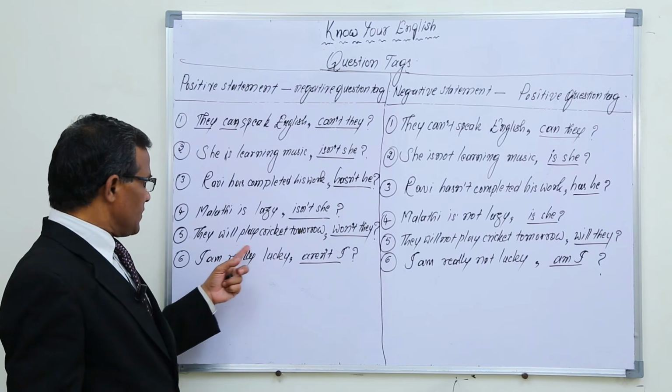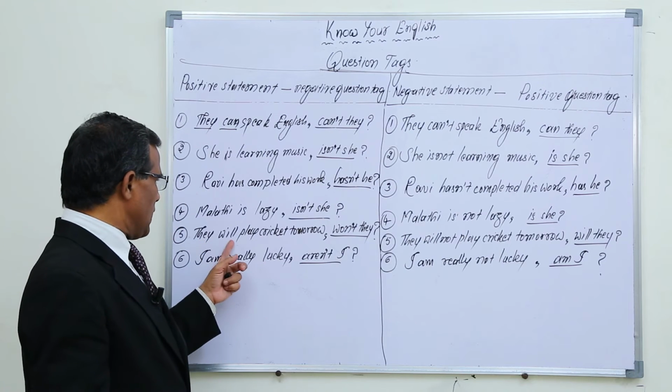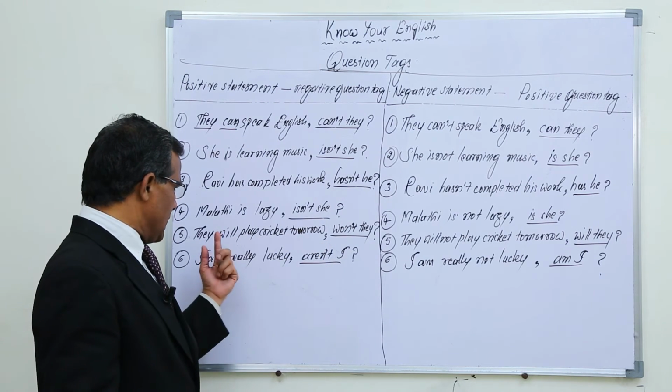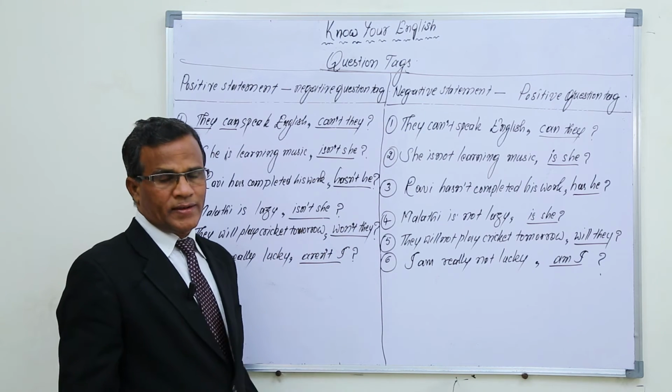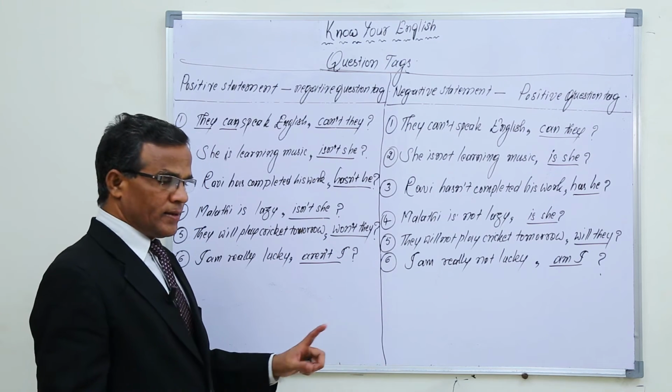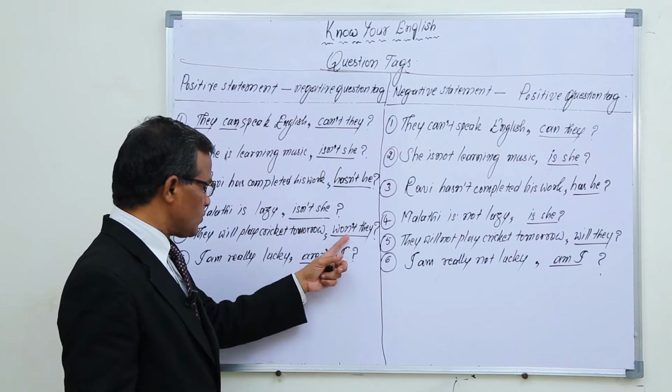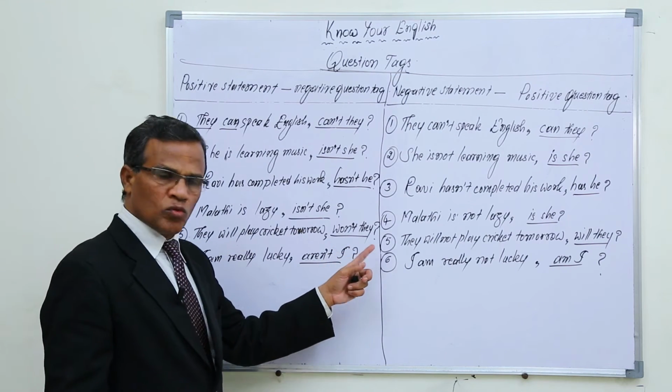In the same way, they will play cricket tomorrow. They will. So will they, really speaking? But the negative form of that is won't. Will not, the short form is won't. That's why, won't they?